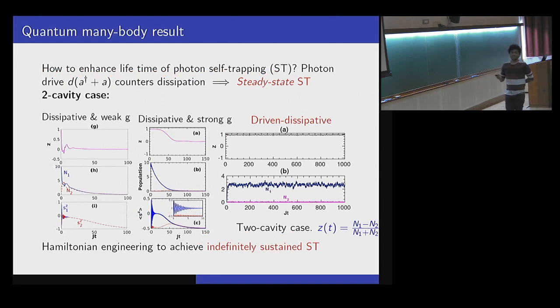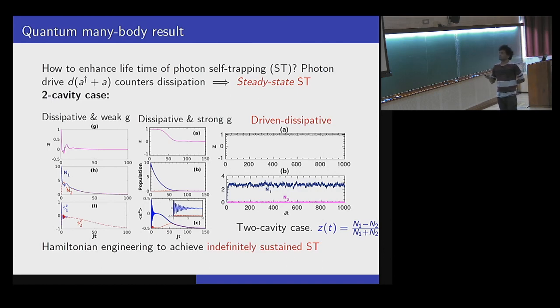Now we consider this 2 cavity case. The situation is dissipative and weak light-matter coupling. We launch the system such that there are 10 photons in the first cavity, and the right cavity is empty. Here we don't see any photon self-trapping. Z is defined as population imbalance divided by total number of photons. Here you see Z just oscillates a couple of times and then decays because of dissipative effects.